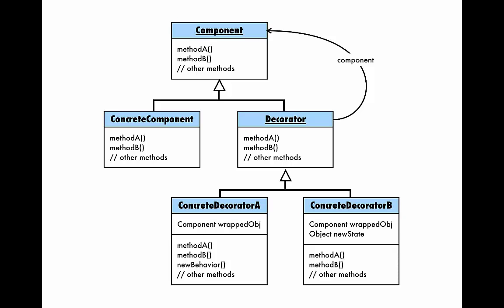Okay, the difference is that in these decorators, there is something new, something additional. Remember that the description of the decorator pattern said that the decorator pattern attaches additional functionality to an object dynamically. Here, concrete decorator A effectively adds a new behavior method to the wrapped object, and concrete decorator B effectively adds the field new state to the wrapped object.